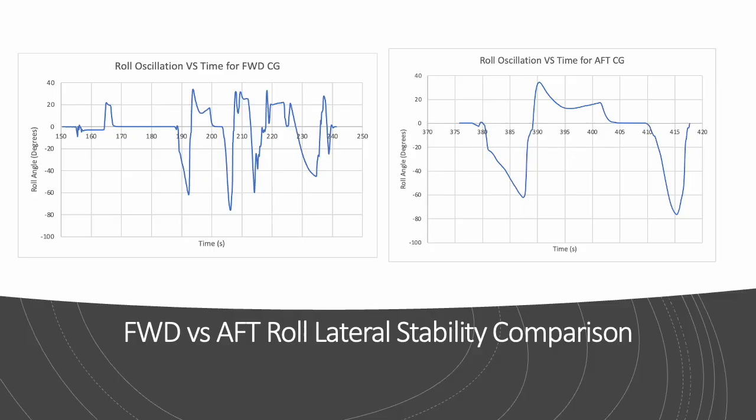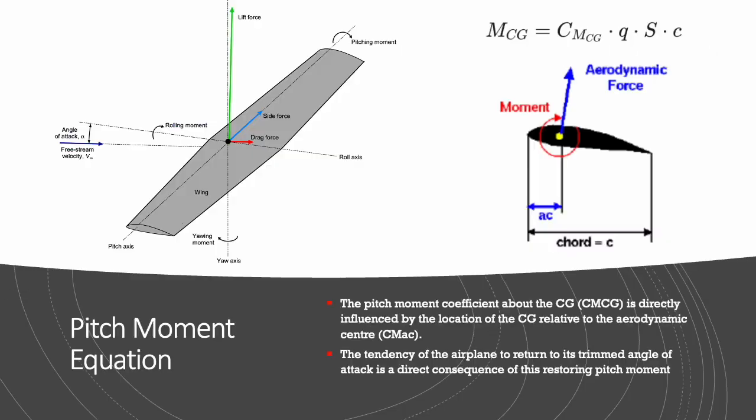With an aft CG, the aircraft might feel more sensitive in roll, similar to the pitch axis. However, in terms of stability, an aft CG doesn't inherently cause instability in the roll axis in the same way it can in pitch. The slow damping observed here could translate to the aircraft feeling less stable and requiring more active control to maintain a desired roll attitude.